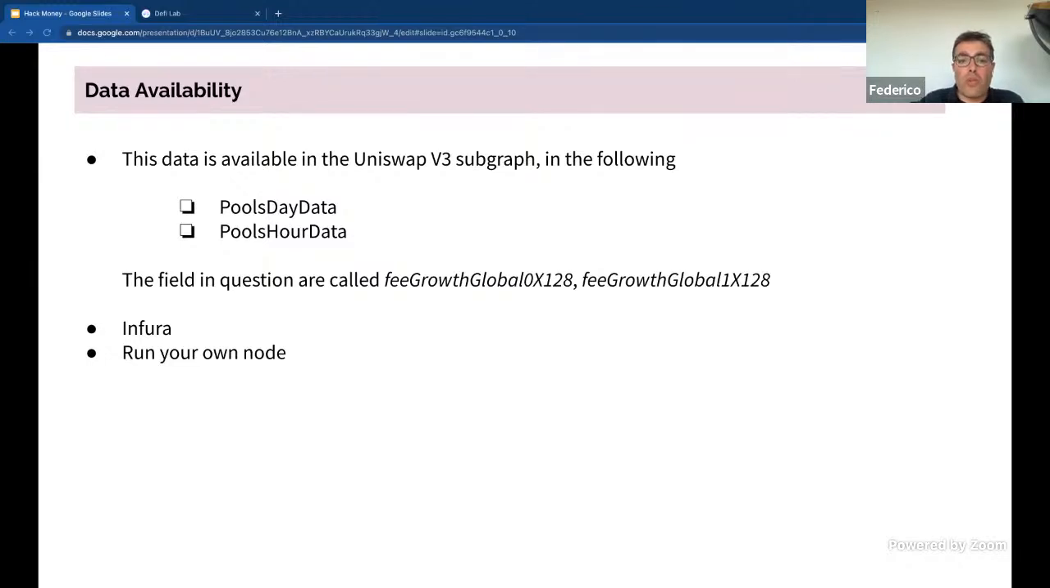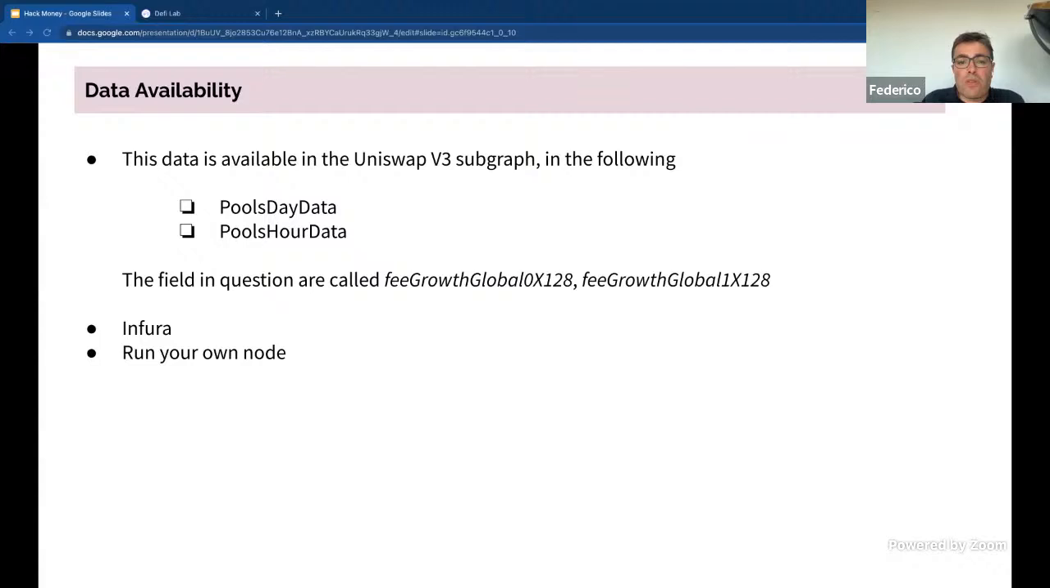Now that we know what we need, so we need to get these unbounded fees from the smart contract, we should think how we can retrieve this information. One simple way to get this data is to use The Graph. The Uniswap V3 subgraph that is available for all implementations and on the various networks allows us to read this value either on a daily or hourly basis.